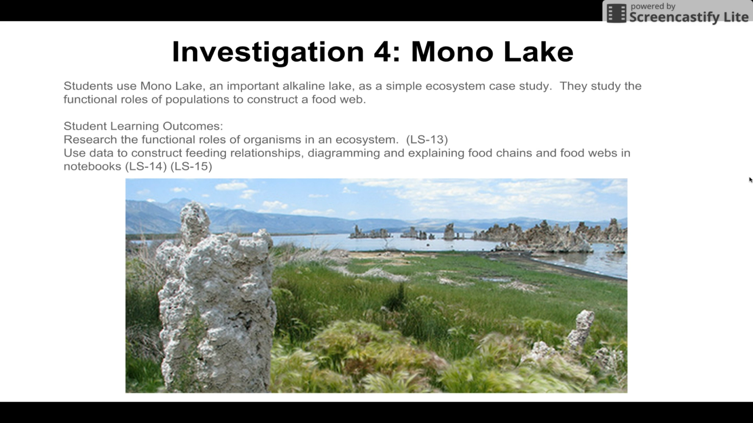Investigation 4 has several parts. Part 2 has several sessions, as there are a number of major topics that need to be covered.